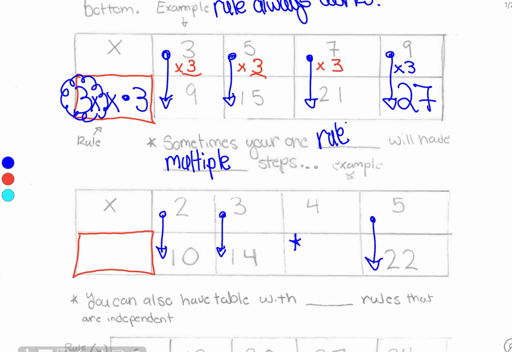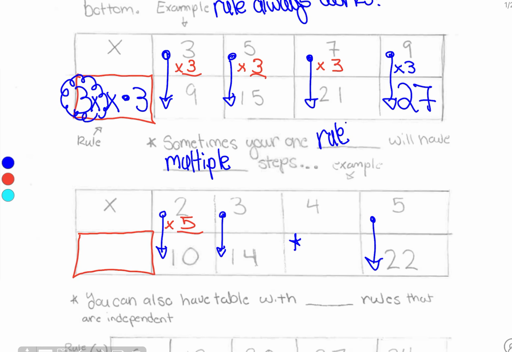My numbers are getting bigger or smaller? They're getting bigger. So I'm going to think normally for multiplication or addition. 2 plus what gets me 10? Well, 2 plus 8 gets me 10. Does 3 plus 8 get me 14? No, it doesn't. It actually gets me 11, so we know that plus 8 can't work. Well, I can multiply. 2 times what gives me 10? 2 times 5 gives me 10.